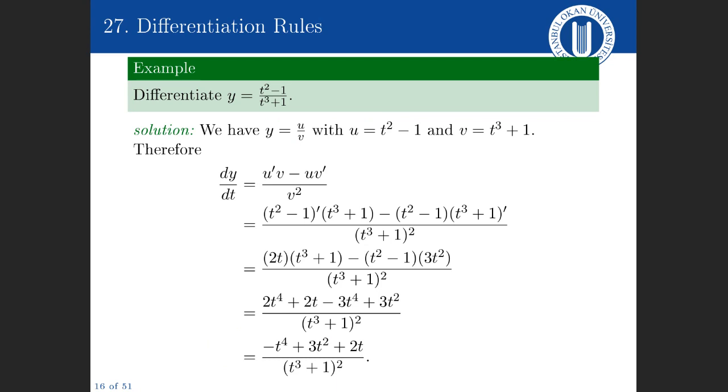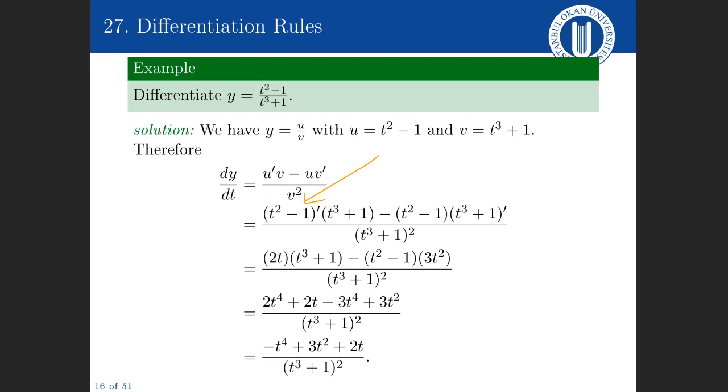Let's use the quotient rule to calculate a derivative. Differentiate t squared minus 1 divided by t cubed plus 1. We have a function divided by a function, so it makes sense to use the quotient rule. I'm going to start with the formula. Start by writing dy dt is equal to u prime v minus u v prime divided by v squared. Here, u is the function on top, that's t squared minus 1, and v is the function on the bottom, t cubed plus 1.